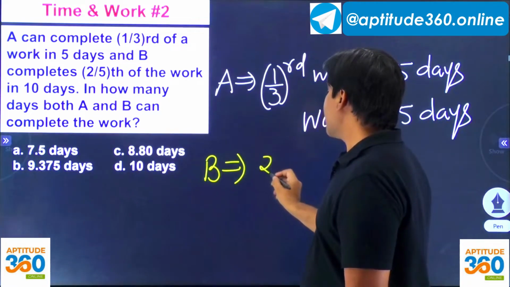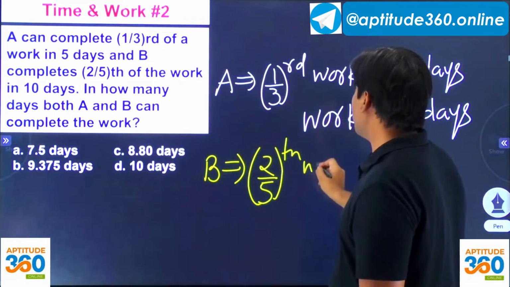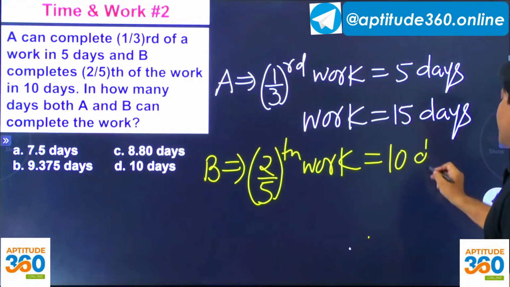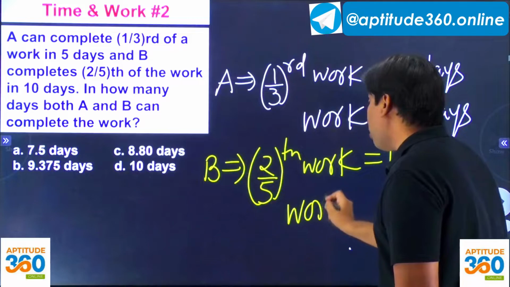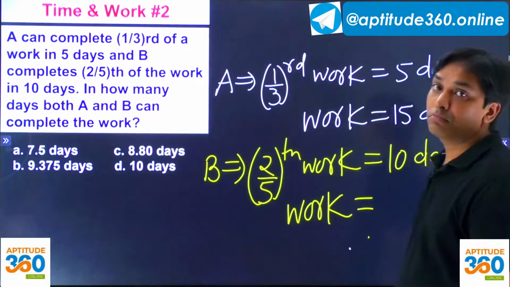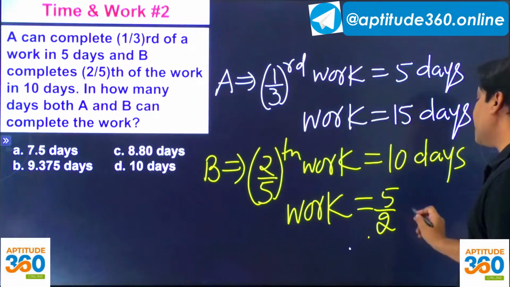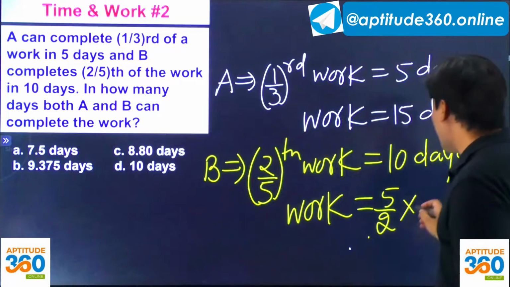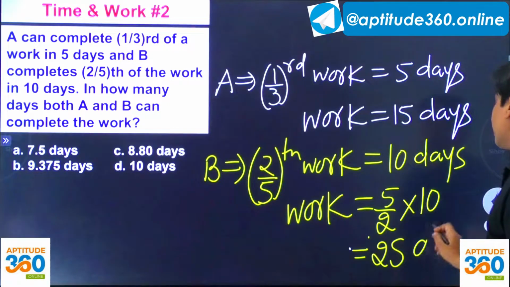And B does 2/5 of the work in how many days? 10 days. So can we find out in how many days B alone will be able to finish the work? And simple. B alone is going to be what? 5/2. If 2/5 comes on this side of equality, it is going to become 5/2. And if you multiply this with 10, what is the answer that you will be getting? 25 days.